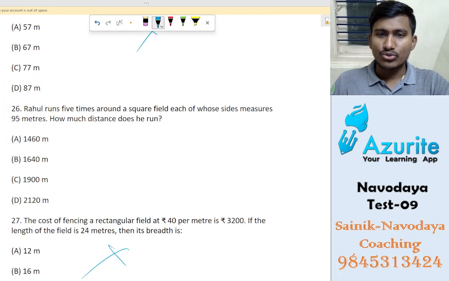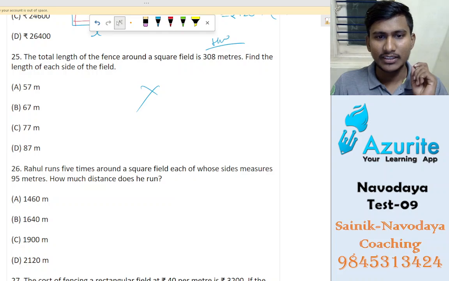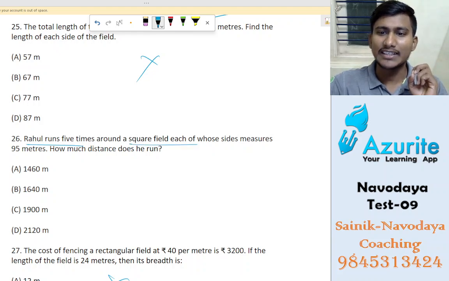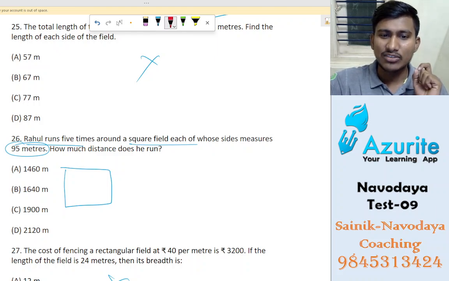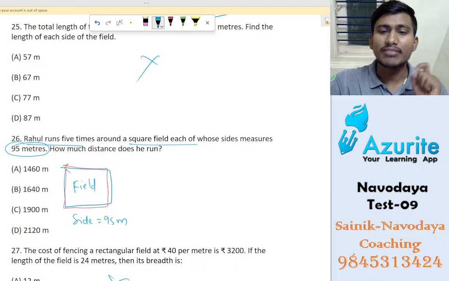So students, 26th question is there, right? You don't have 25, leave it. 26 we will do. Rahul runs 5 rounds around the square field, each of whose side measures 95 meter. Around the field means he runs on the perimeter. Side is given as 95 meter, and he is taking 5 rounds.